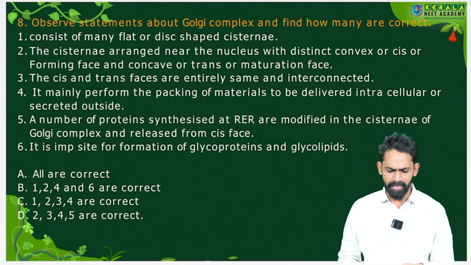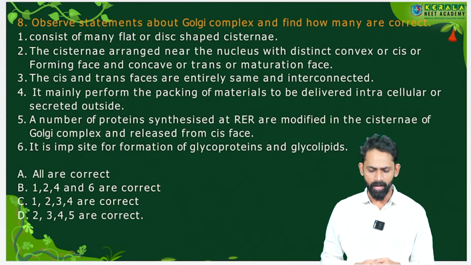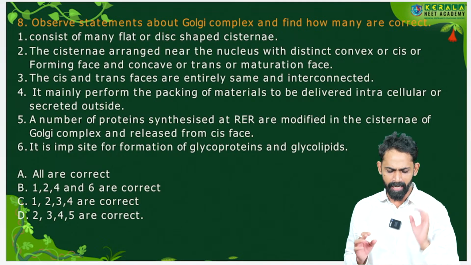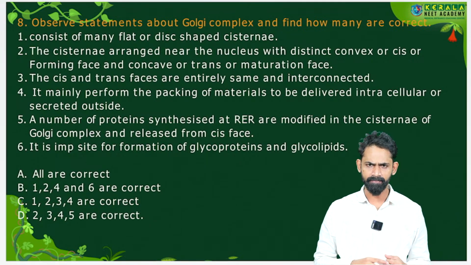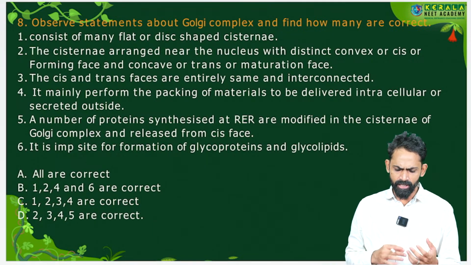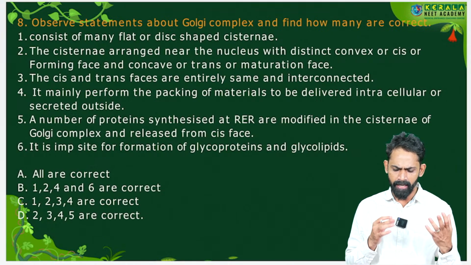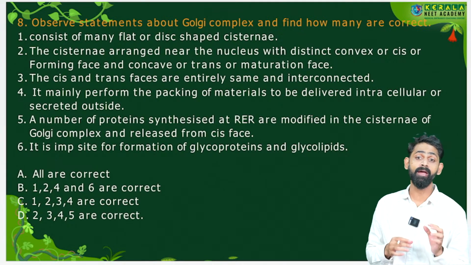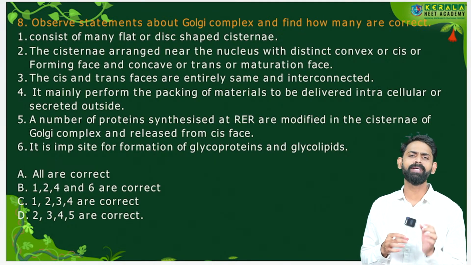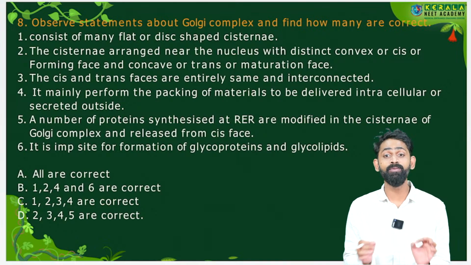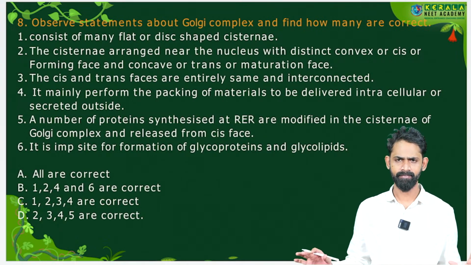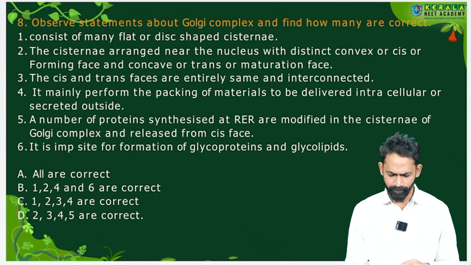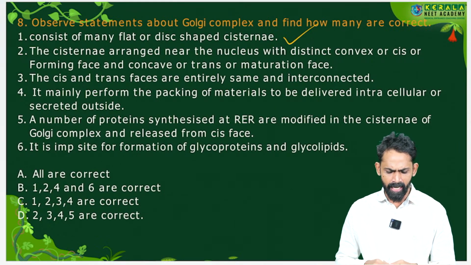Next, I am going to the next one. Observe the statements about the Golgi complex. How many are correct? See one by one. The Golgi complex consists of many flat or disc-shaped cisternae. They also mentioned the diameter just one time. We should not neglect NCERT. First point correct.